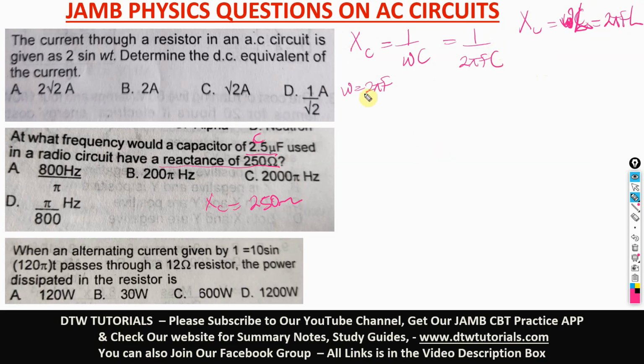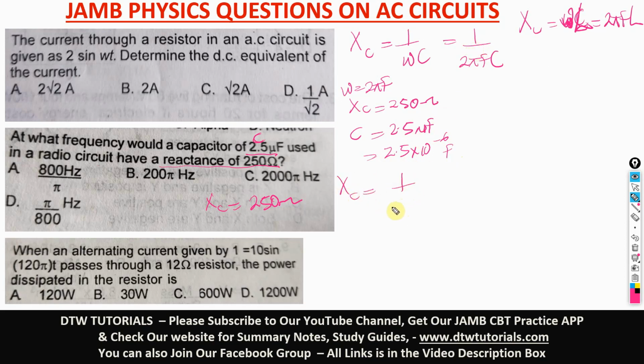So here we are to use this formula. Let me write down our values. Our XC is 250 ohms, and we have our C as 2.5 microfarad. Remember, microfarad is 2.5 times 10 raised to the power minus 6 farad. That is micro, minus 6. So let's input it into our formula here.